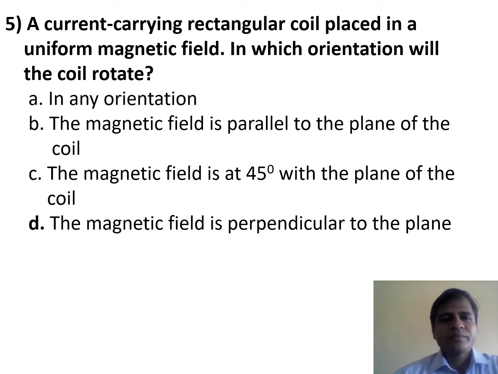Question number 5. A current carrying rectangular coil placed in a uniform magnetic field, in which orientation will the coil rotate? The options are: option A, in any orientation, option B, the magnetic field is parallel to the plane of the coil, option C, the magnetic field is at 45 degrees with the plane of the coil, option D, the magnetic field is perpendicular to the plane. The correct option is option D, that is magnetic field is always perpendicular to the plane.